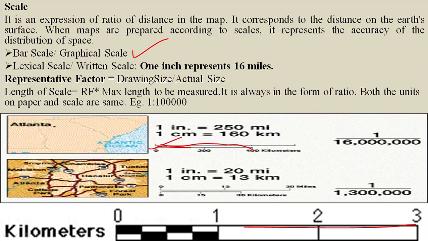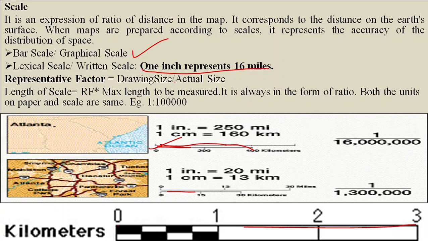You are representing an area through a graph. And another is the lexical scale, that is a simple statement we use. So one simple statement is here, 1 inch represents 16 miles. So 1 inch on the map represents 16 miles of actual land area. So that is how you ensure the accuracy of a map.